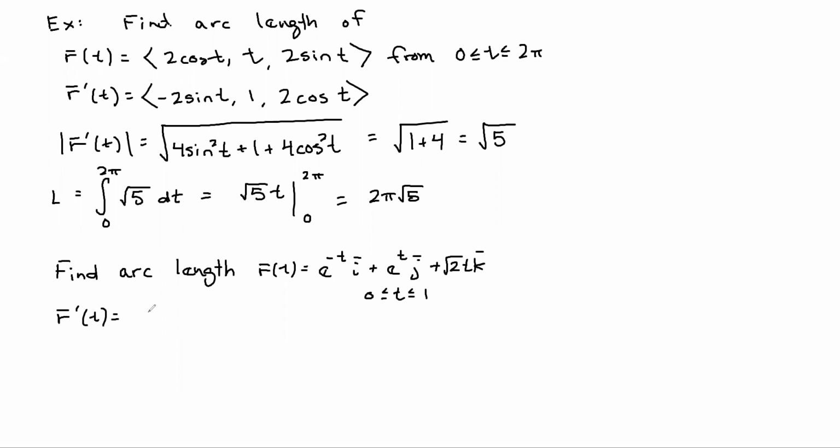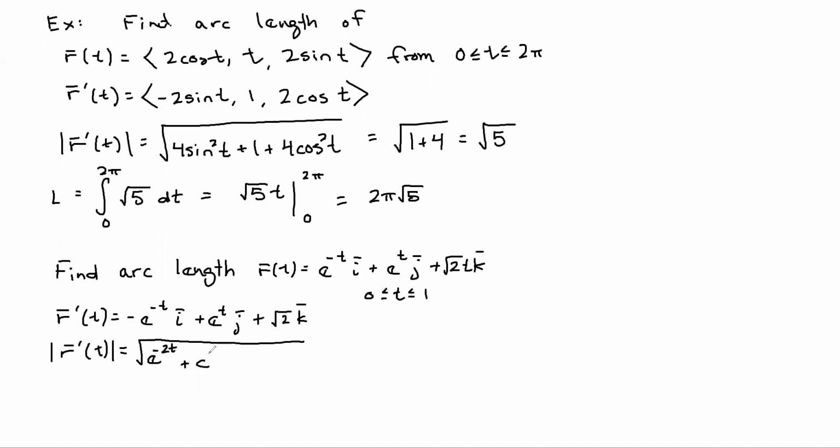So if we differentiate this, we're going to get negative e to the negative t i plus e to the t j plus square root 2 k. And then if we find the length of r prime, we're going to get the square root, square each one of these. So when we square this one, we're going to get e to the negative 2t plus e to the 2t plus 2.